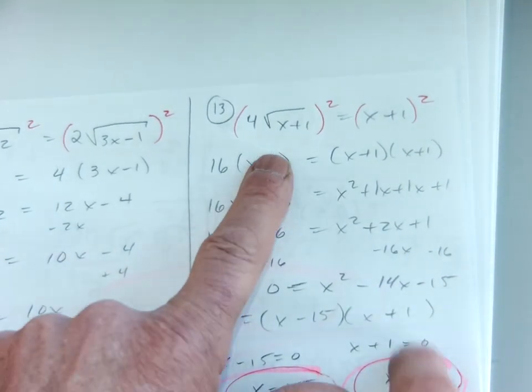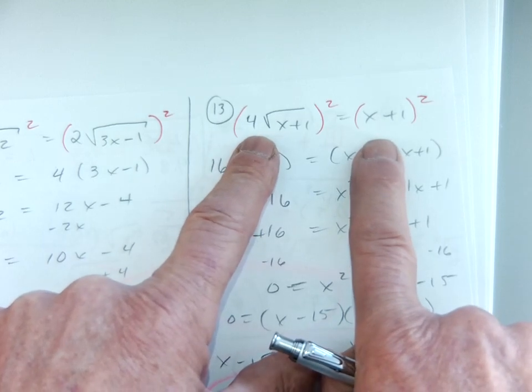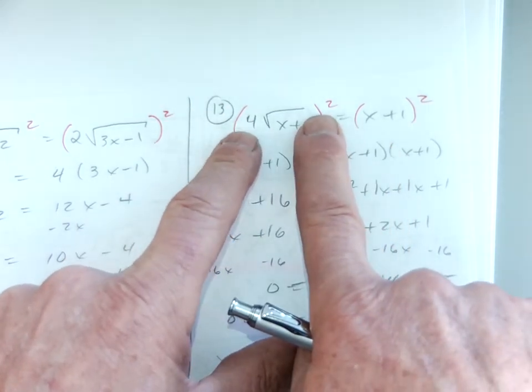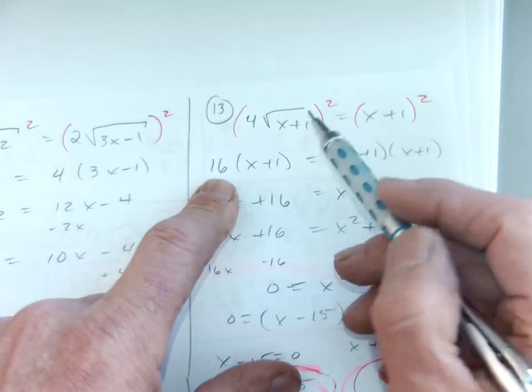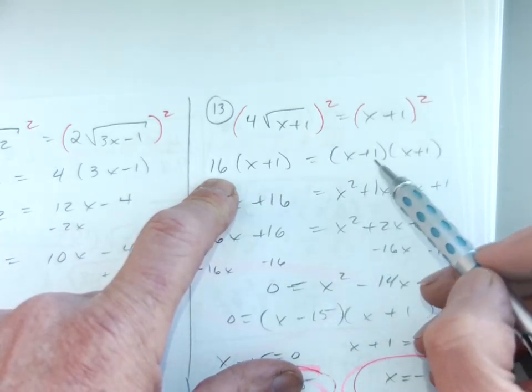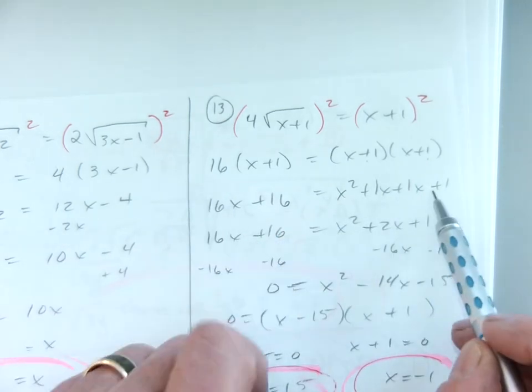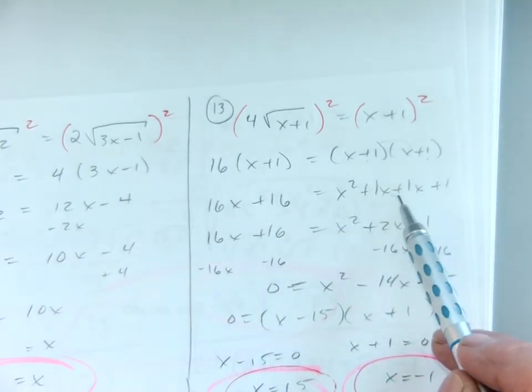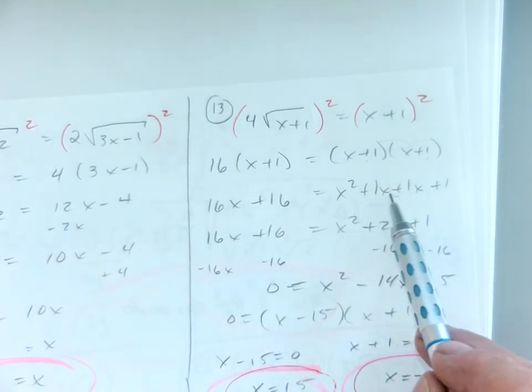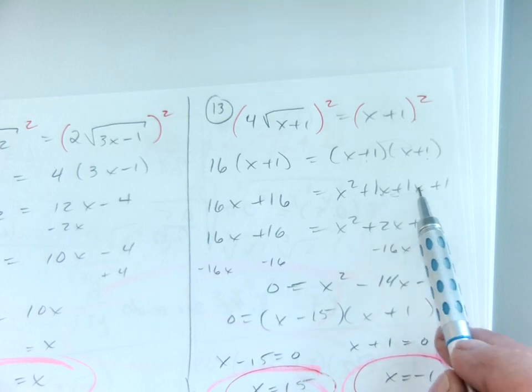13, almost exact same thing, so I square both sides, but I remember the 4 needs to be squared, so I get 16. The square cancels the square root. Now here, this is (x + 1) squared, which is (x + 1)(x + 1). I did the little FOIL, first, outside, inside, last. I combine the 1x plus 1x, gives me 2x.